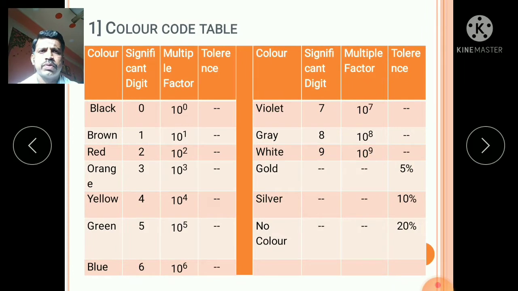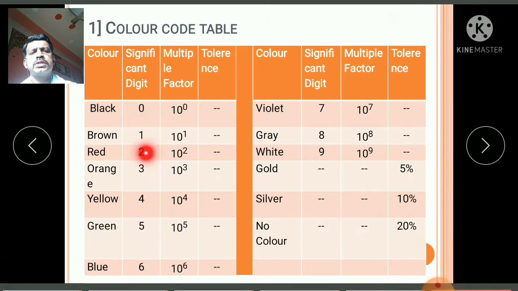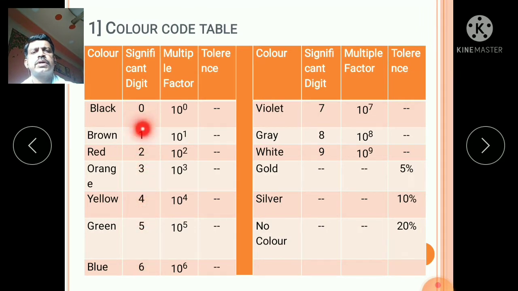So here by the color code method, how to measure the resistance. Here different colors are given: black, brown, red. On this resistance there are three different colors. The first two are known as significant digits. If it is brown, the value is 1. Again if it is brown, then 1 1, like this. The first two colors give the significant digits, and the third color is known as the multiplying factor. The multiplying factor is the power of 10 of that significant digit.